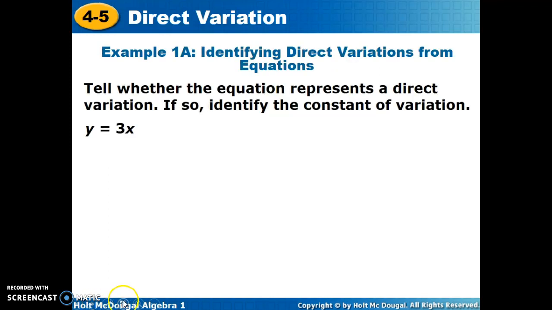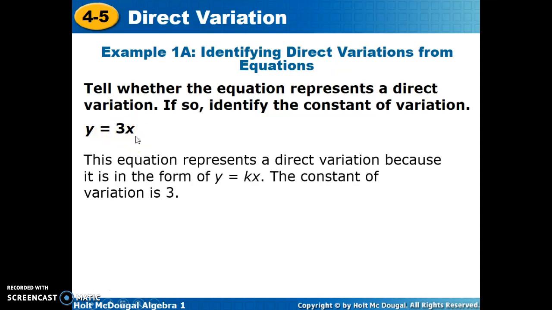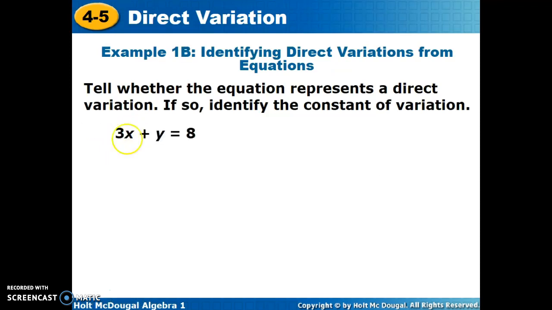Example 1a says, tell whether the equation represents direct variation. If so, identify the constant. Well, we were just told that y equals k times x. K is our constant, so our constant in this situation will be 3. How do we know it's direct variation? Because the equation follows our form y equals something times x.